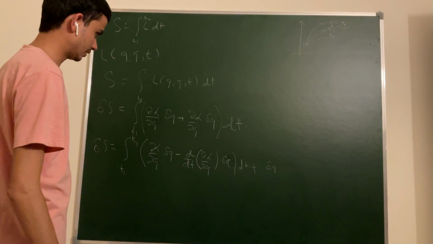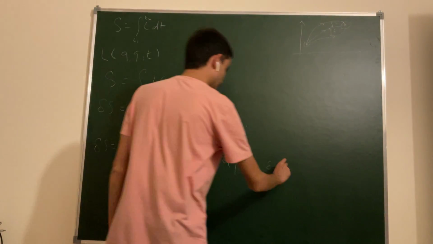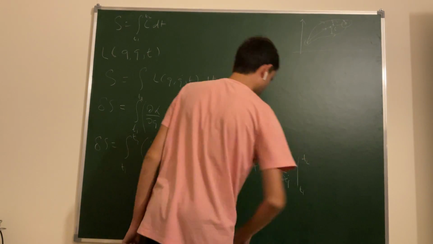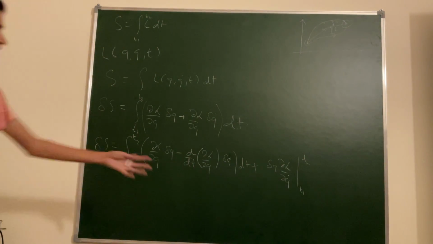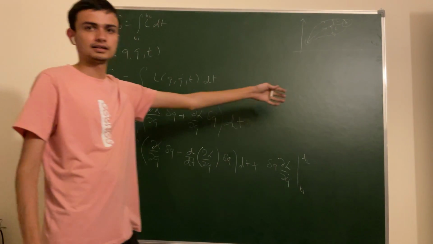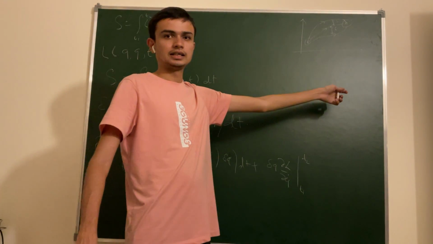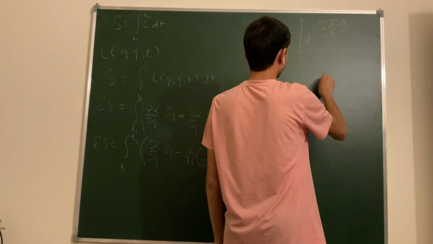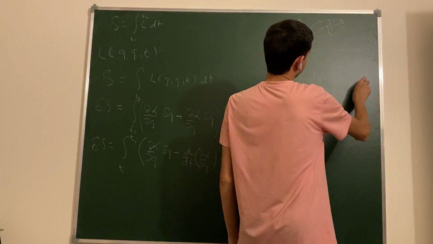Okay, just a second. Yeah, del L upon del q dot, between t1 and t2. Okay, so this is a boundary term. What I have done over here is that I have used the UV rule. So you have the integral of U dV equal to UV minus the integral of V dU.